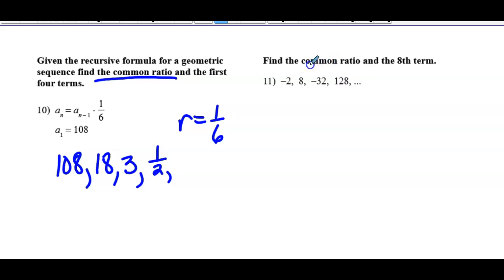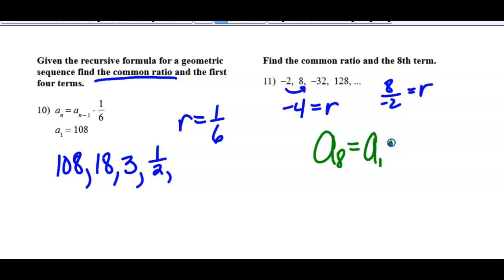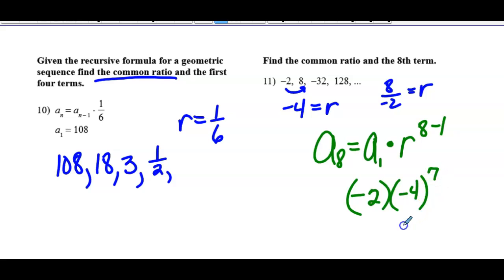All right. Find the common ratio and the 8th term. Okay, here they are multiplying by negative 4. Or you could do 8 divided by negative 2 equals R, or 128 divided by negative 32, anywhere along the way. But let's use the explicit formula to find the 8th term. You take the first term times the ratio 8 minus 1 times.